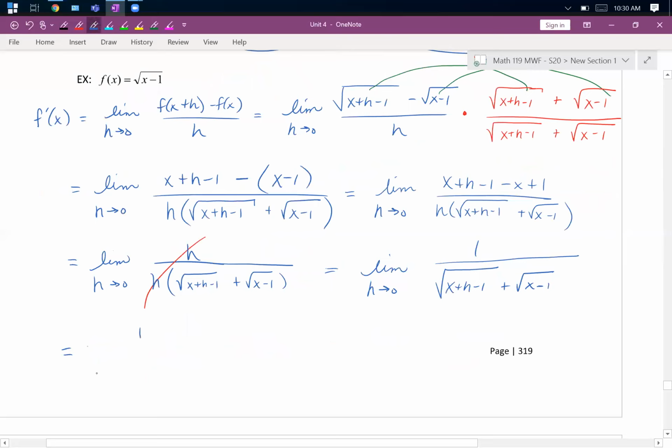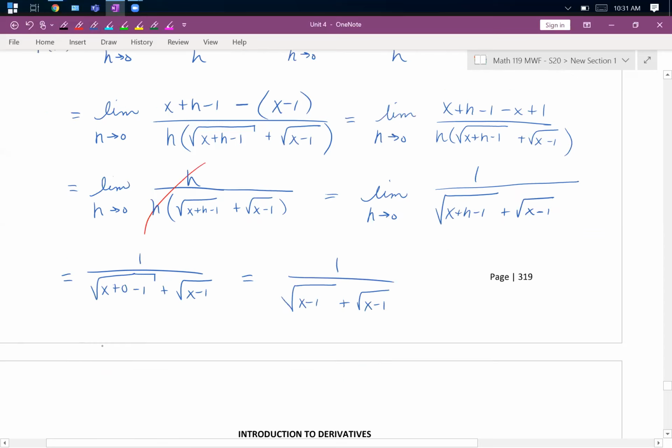We're going to get 1 over the square root of x plus 0 minus 1 plus the square root of x minus 1. Well, that's going to be 1 over the square root of x minus 1 plus the square root of x minus 1. We're going to say f prime of x is equal to 1 over 2 times the square root of x minus 1.